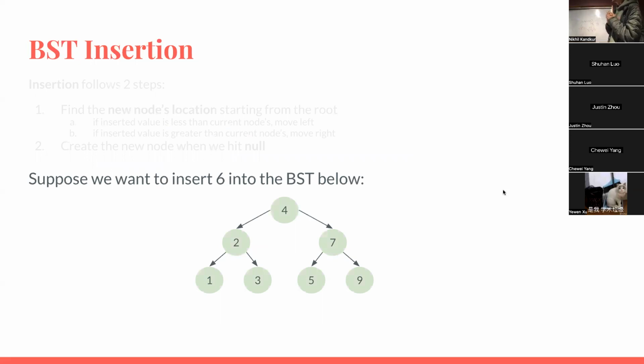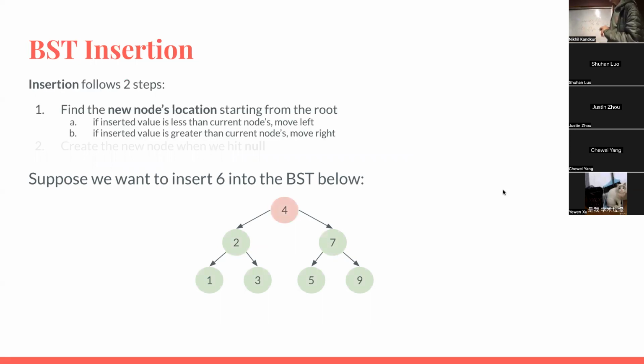Suppose we have this BST and we want to insert 6 in there. First thing we do is start from the root, right? And we ask, is 6 greater or less than 4? It's greater, so we go to the right. We hit 7. Is 6 greater or less than 7? It's less, so we go to the left. Then we hit 5. Is 6 greater or less than 5? It's greater, so we go to the right.